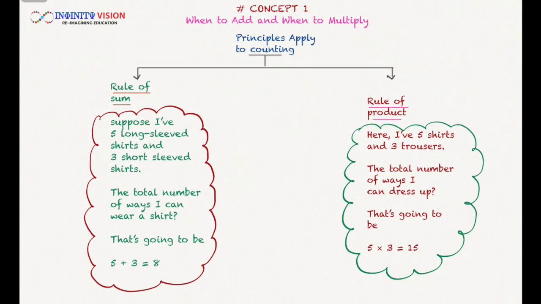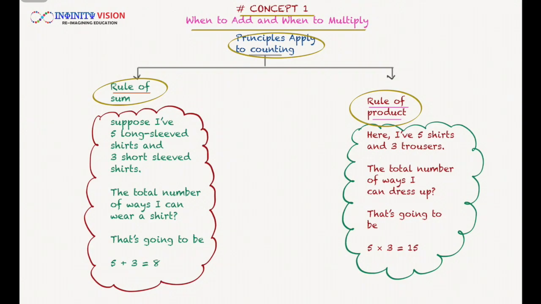In the first concept part, we are going to talk about when to add and when to multiply, the major problem faced by most of the students, and it's very basic. So before we talk about when to add and when to multiply, I'll focus you on the principles which apply to counting. There are 2 principles. One is called the rule of sum, the other is called the rule of product. Now let's see what the rule of sum is.